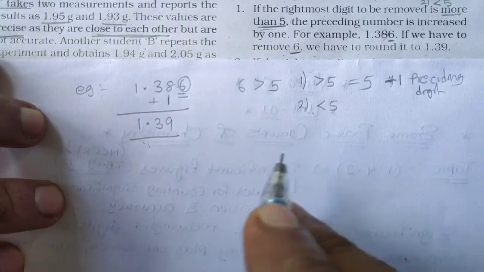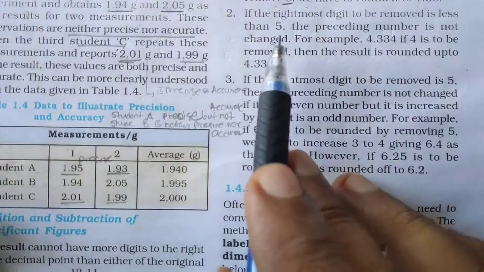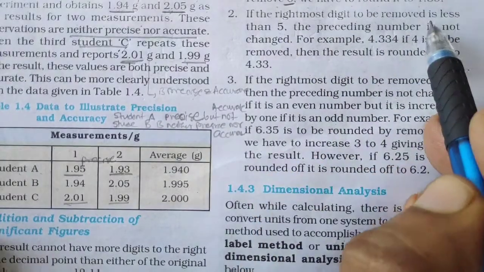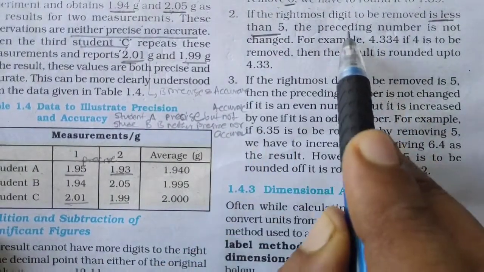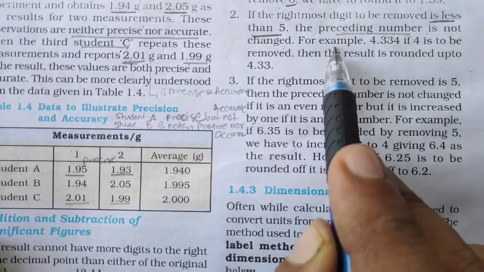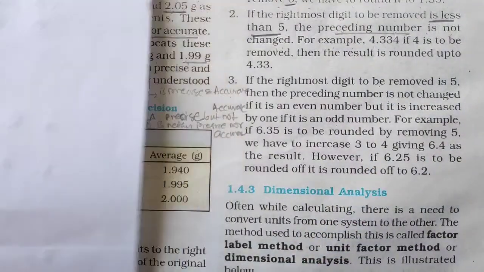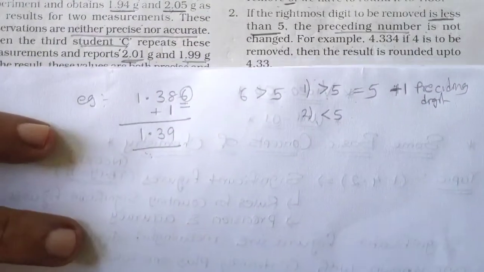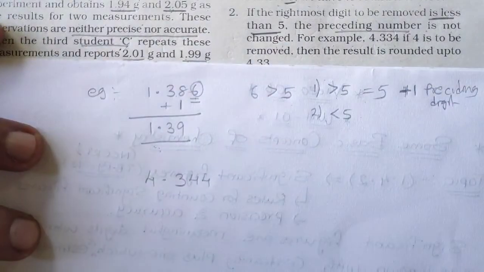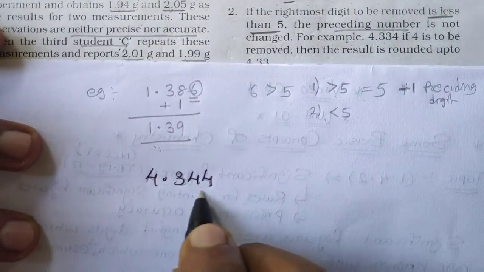Now let's see the second rule that is given, and then we will discuss. Suppose the rightmost digit to be removed is less than 5. This is the condition given: if it is less than 5, the preceding number is not changed. This is very important. For example, 4.344. Let's write it as the second example: 4.344, right? This is the number.